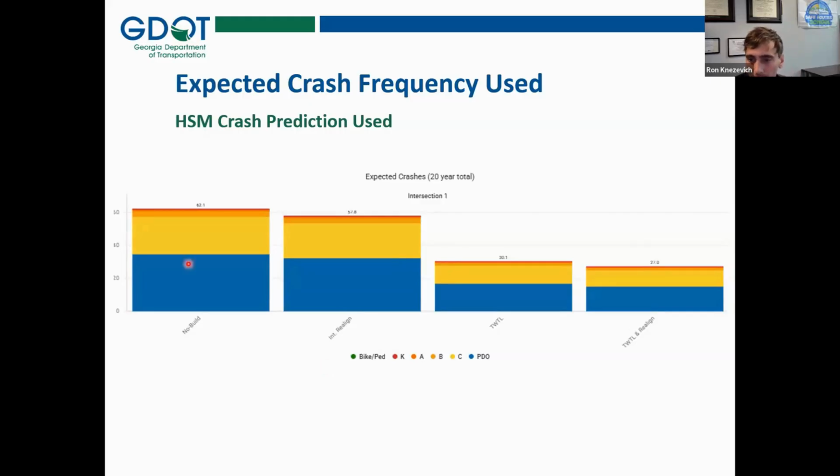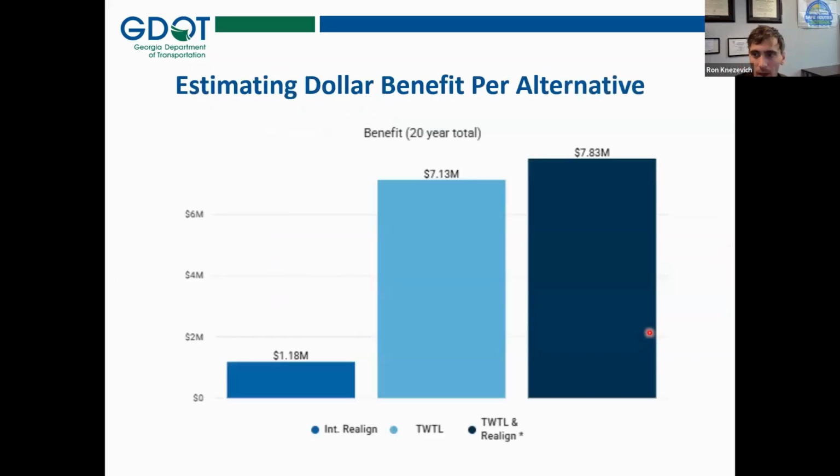So you can see the expected crashes in the no build, and then all three alternatives having a slight reduction in crashes comparatively, with the most reduction being seen from the two-way left turn lane and the realignment. And we can look at that in a dollar value. Everything we do tends to go back to a dollar value. Really critical for us to put everything in the same units.